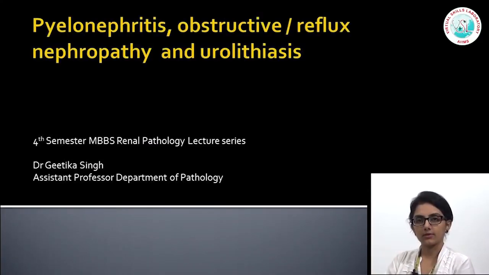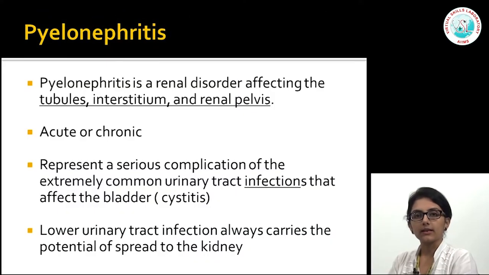Series in renal pathology, and today we will be discussing pyelonephritis, obstructive and reflux nephropathy, and urolithiasis. Let's talk about the entity called pyelonephritis. Like we talked about tubular interstitial nephritis in our last lecture, pyelonephritis is a renal disorder which affects, along with the tubules and interstitium, the pelvis as well. Just like tubular interstitial nephritis, it could be acute or chronic.